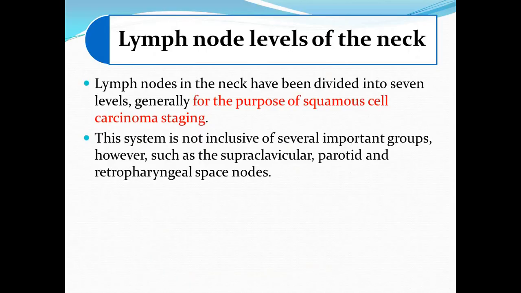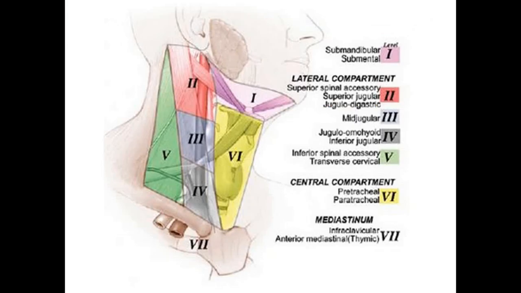There is a classification system called the classification system of lymph node levels. This classification system is used to stage squamous cell carcinoma of the neck. But we need to know that this system is not inclusive of all lymph node groups. For example, the supraclavicular, parotid, and retropharyngeal space nodes are not included in this classification system. So the classification system is like this.